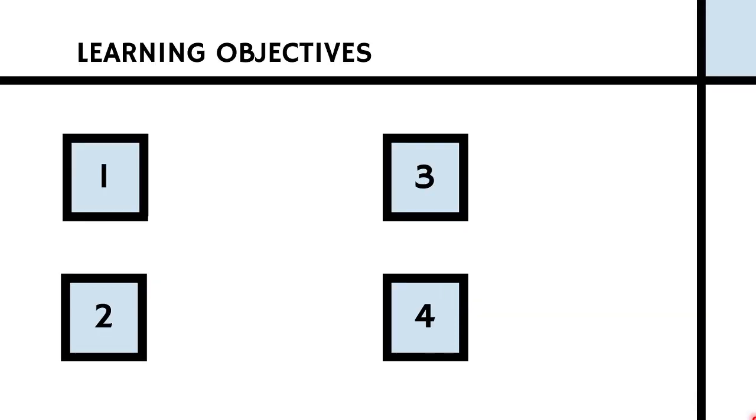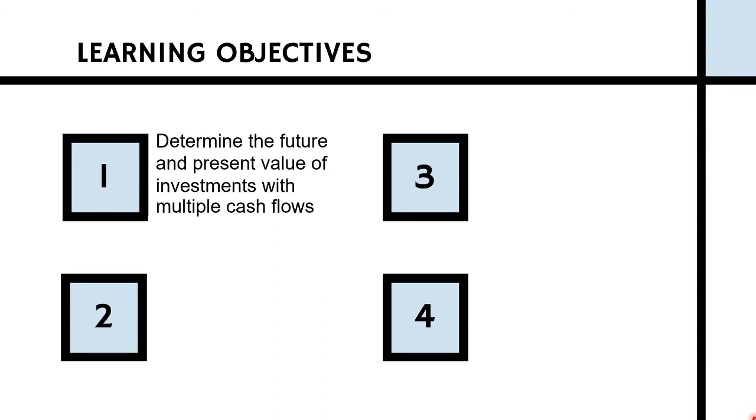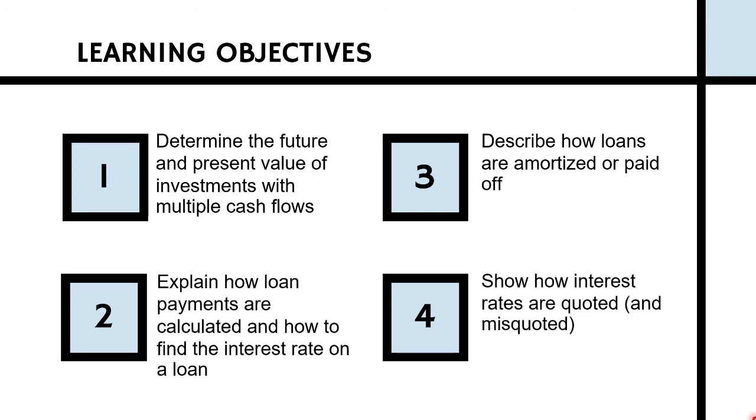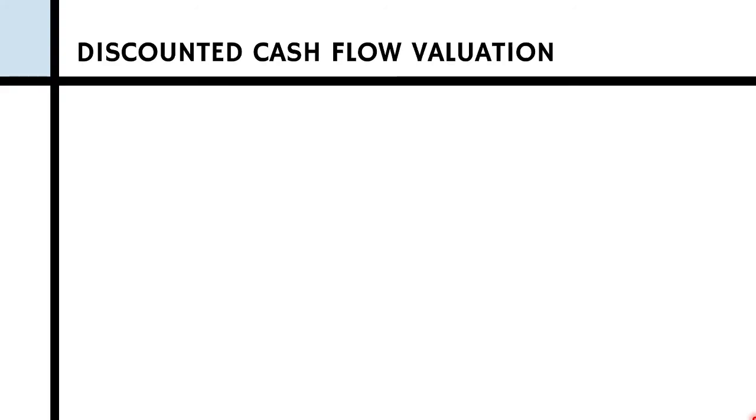The learning objectives are: first, determine the future and present value of investment with multiple cash flows. Second, explain how loan payments are calculated and how to find the interest rate on a loan. Third, describe how loans are amortized or paid off. And lastly, show how interest rates are quoted and misquoted.